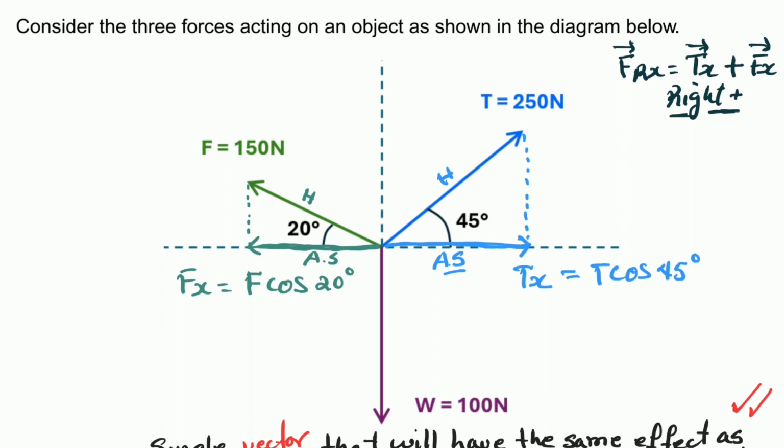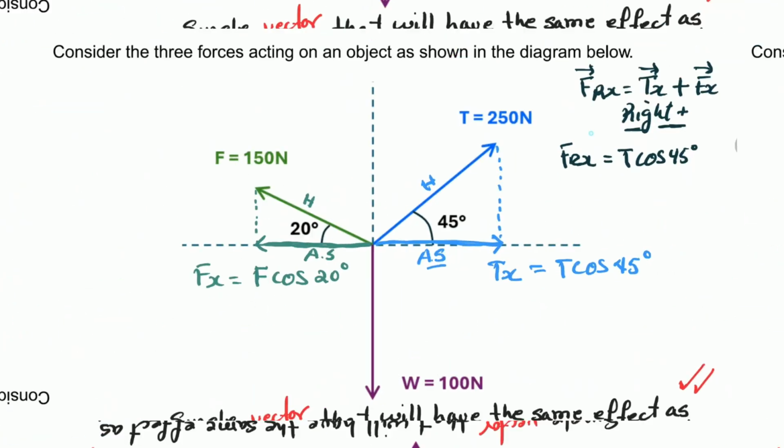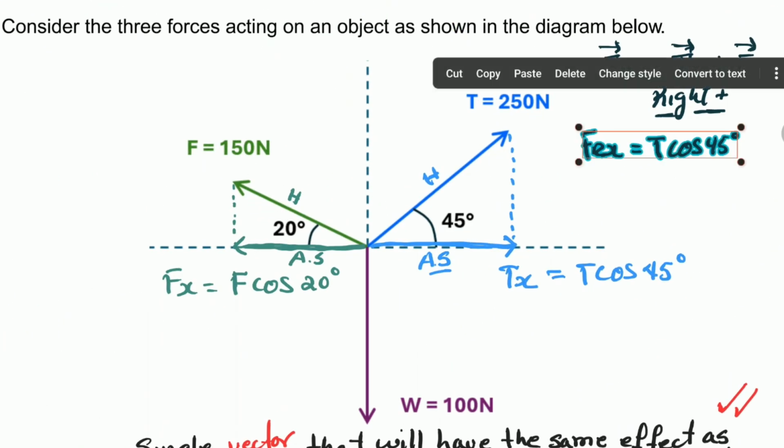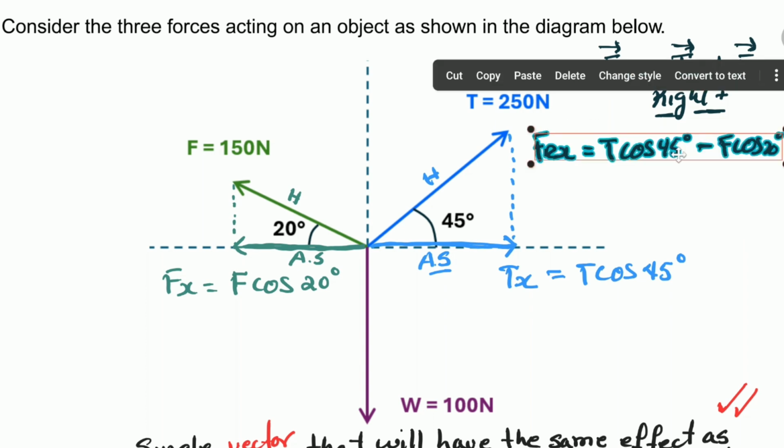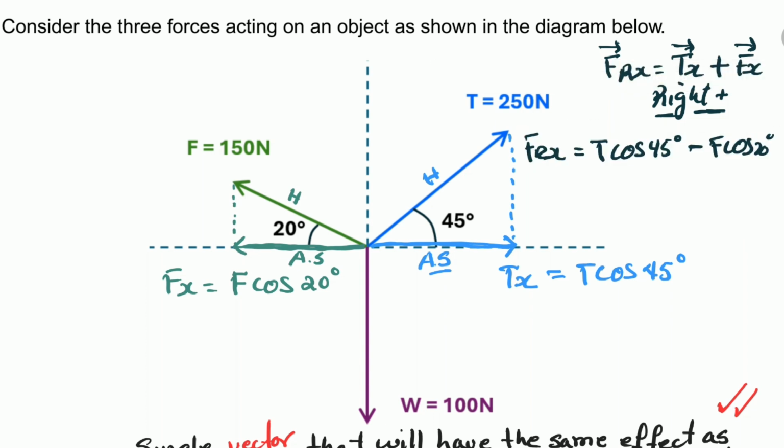So that is important. Now we have FR in X is equal to T in X, which is positive, T cos 45 degrees, minus, because it's pointing in the opposite direction, it's pointing to the left, minus F cos 20 degrees. Okay, let me just move it a little bit more. There we go.